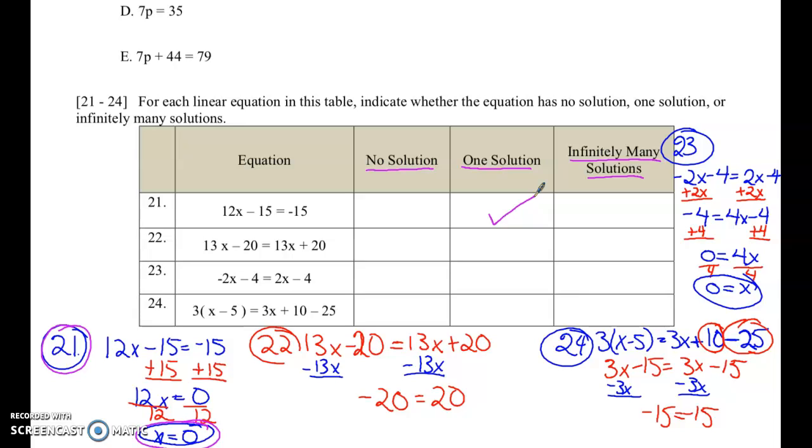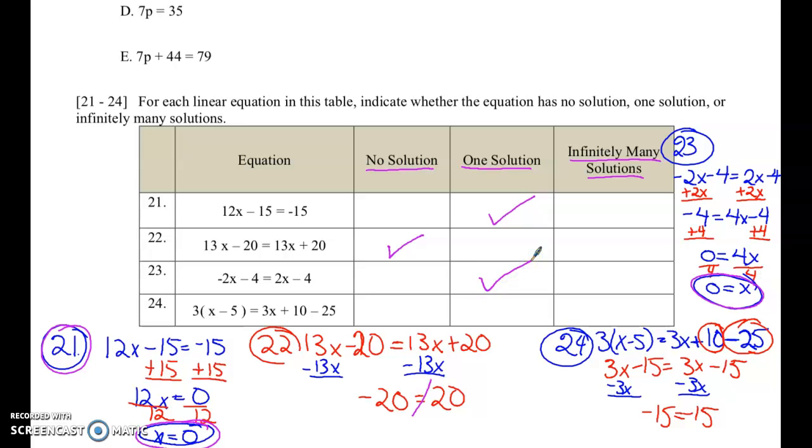Number 22, solving the equation, we're left with negative 20 equals 20. That is false. That means that for number 22, there is no solution. Number 23, solving it, we're left with x equals 0. That means that for number 23, there is only one answer. So it is one solution.